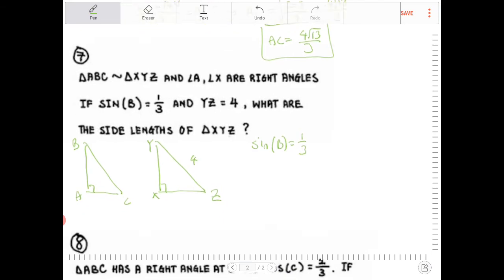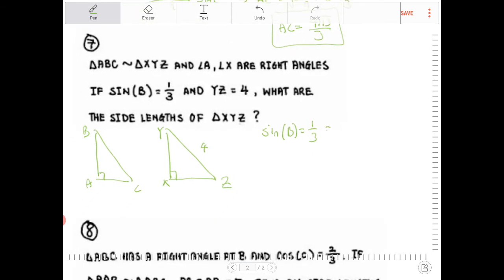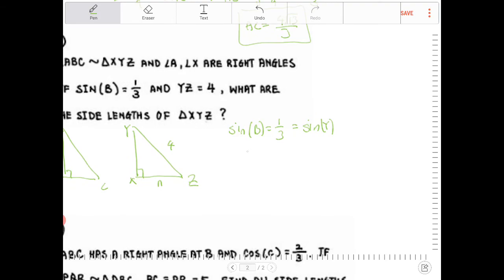Okay, so sine of B is equal to 1/3, which means sine of Y is also equal to 1/3 because ABC and XYZ are similar, so therefore all the corresponding angles are going to be the same. So if I know sine of Y is 1/3, and let's say I'm trying to solve for this side here, let's call that n, right? So I can say sine of Y is equal to n over 4, and sine of Y is 1/3. So now I can solve for n. N is equal to 4/3.